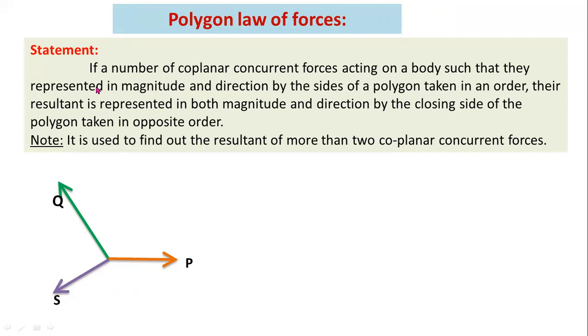From this statement, if a number of coplanar concurrent forces act on a body such that they are represented in magnitude and direction by the sides of a polygon taken in order, the resultant is represented in both magnitude and direction by the closing side of the polygon taken in opposite order. So this Polygon Law of Forces is used to find the resultant of more than two coplanar concurrent forces. Here I am taking this horizontal force.